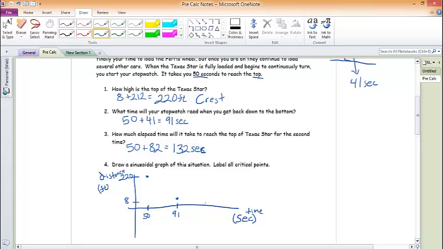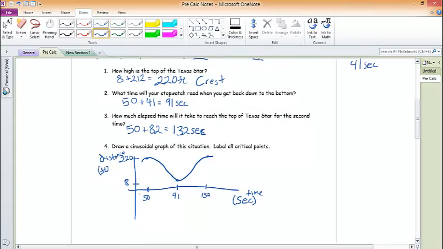And then, according to question 3, at 132 seconds, I was up at the top. So I'm going to go ahead and connect this with a smiley face. Oops, there we go. And that looks like a cosine. Look at that. Okay, so why don't we go on to question 5.